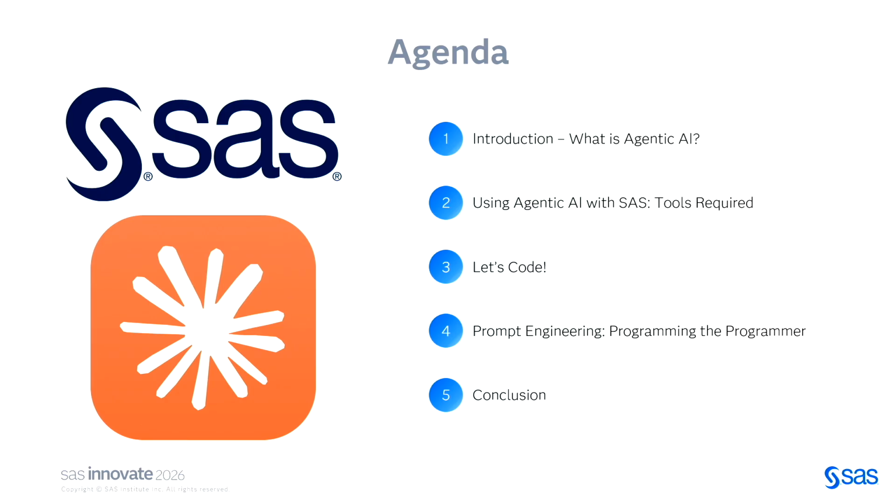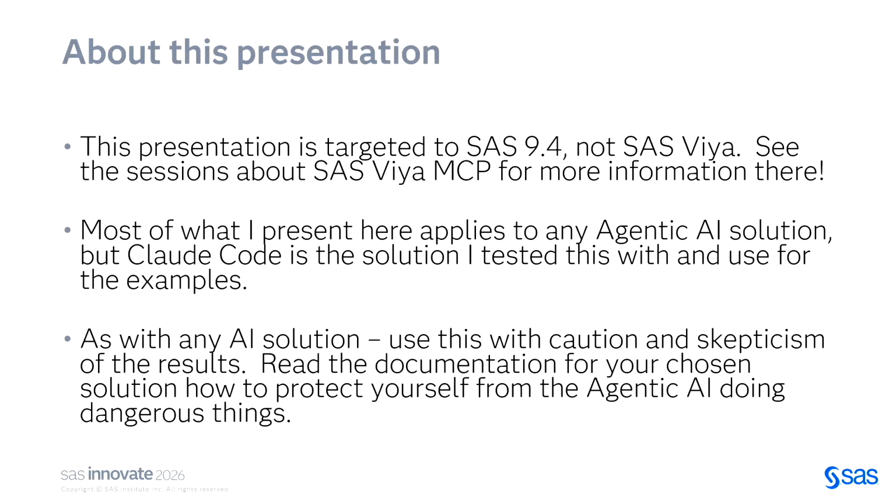Okay? All right, so about this presentation, it is targeted towards SAS 9.4. If you're using SASPy, for the most part, you should be able to use the SASPy MCP and other tools that are specifically made to use Agentic AI with SASPy. SAS is developing those as we speak and has quite a few presentations this weekend on that. So I highly recommend going to their presentations so you can learn how to use Agentic AI with SASPy. SAS 9.4, it's a little harder. It's not enabled in the same way that SASPy is. So that's why we have this presentation.